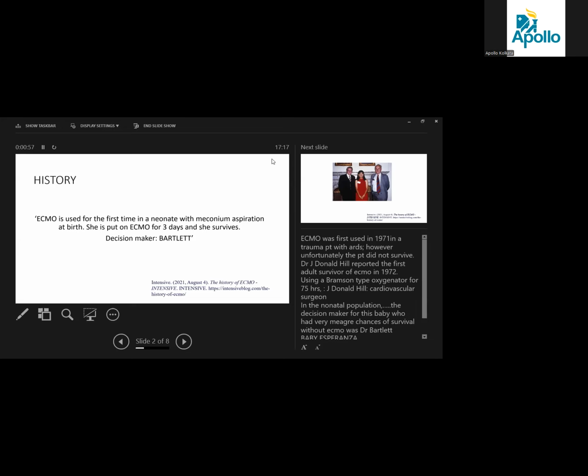She was put on ECMO for 3 days, and she survived. This was reported by Dr. Bartlett. The question that arises from this slide is that ECMO is not just limited to cardiac situations alone. ECMO is used in a plethora of other situations, and are regular anesthesiologists qualified enough to deal with such neonates or with such polytrauma patients on a day-to-day basis?